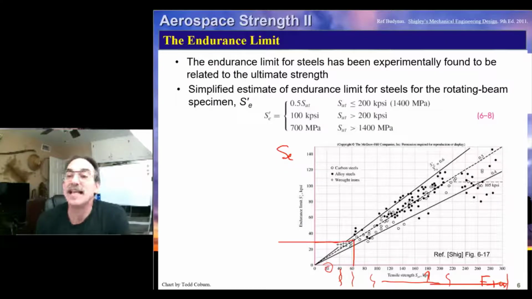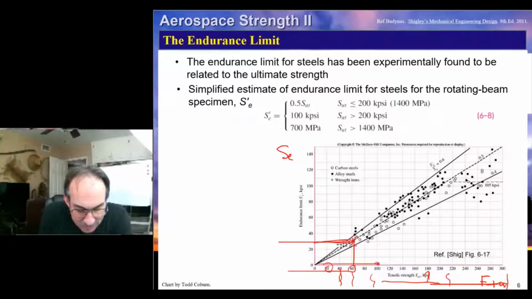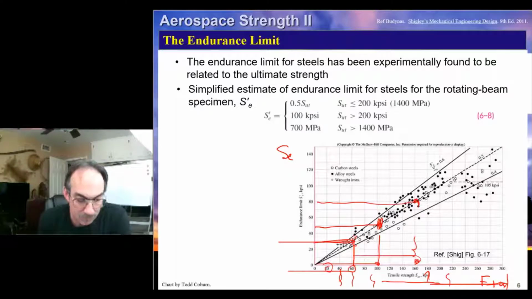About 30 KSI, right? And you'll notice there's some scatter here. They don't follow exactly, but it looks like if we have a 60 KSI steel, the different samples are mostly going to get about a 30 KSI endurance limit. What if we have a 100 KSI steel, all those samples? About 50. If we have, say, 160, where do those fail? At 80. 200, where do they fail? At 100. Oh my gosh.